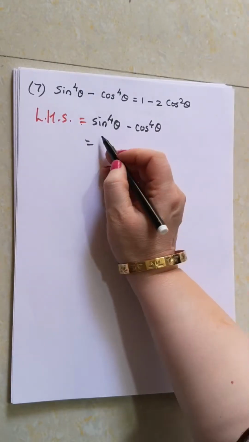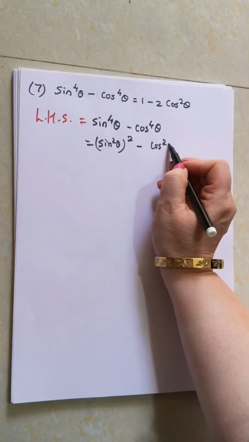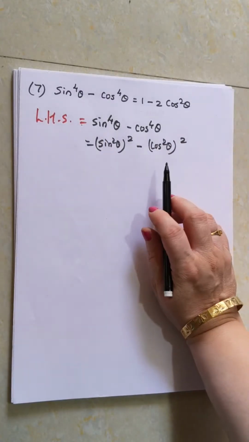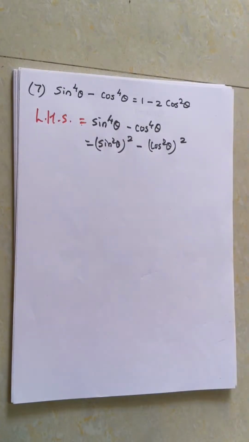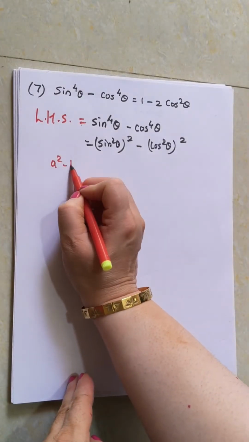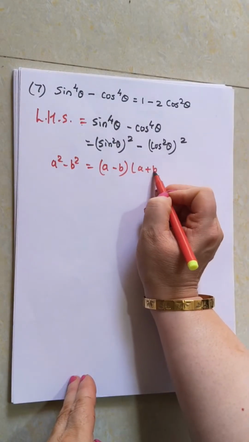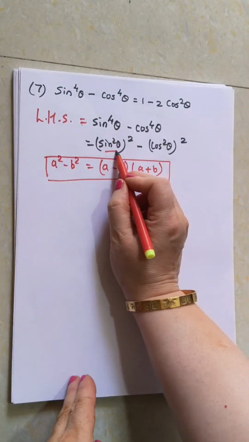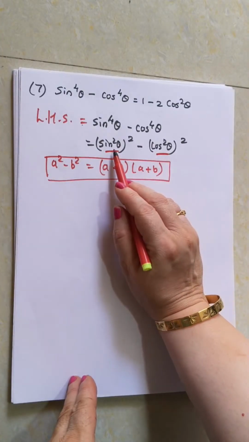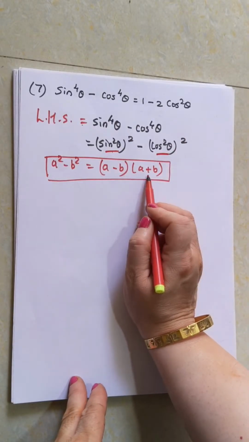So sin 4 theta we can write as sin square theta whole square minus cos square theta whole square. So 2's are 4 and here also 2's are 4. But here we are going to use that most important formula, that is a square minus b square. So a square minus b square, what is the answer? That is a minus b, a plus b. So here in place of sine square, let us take a, and in place of cos square, let us take b. So a square minus b square, what will be the answer? That is a minus b, a plus b.